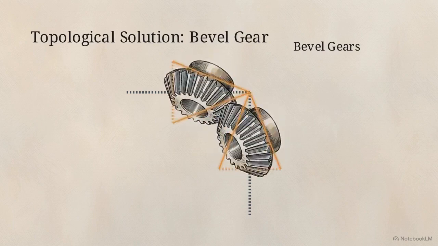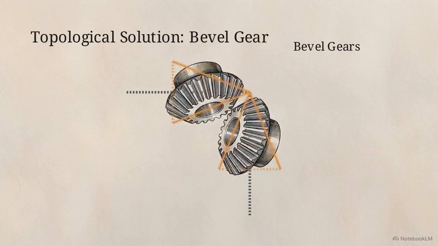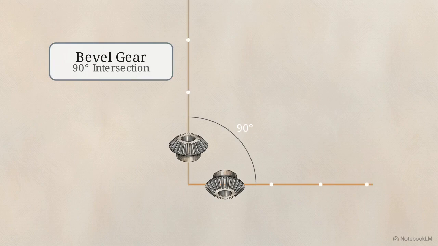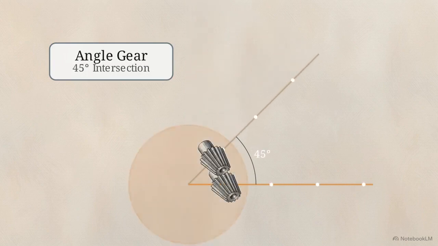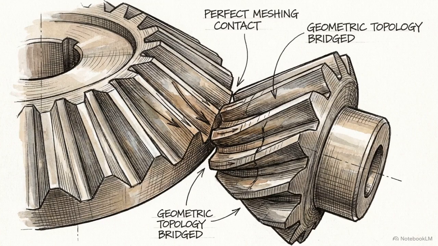The gear faces are angled into a cone, which allows the rotational power to turn the corner. This is how milling machines and pump mechanisms redirect power perpendicularly. But axes do not always meet at a perfect right angle. For non-standard intersecting angles, engineers use the angle gear, a specialized variation of the bevel design. These are necessary for complex automotive differentials and the internal machinery of marine vessels, where space is constrained. Creating an angled face on the gear teeth allows rotational power to bridge these different geometric topologies.